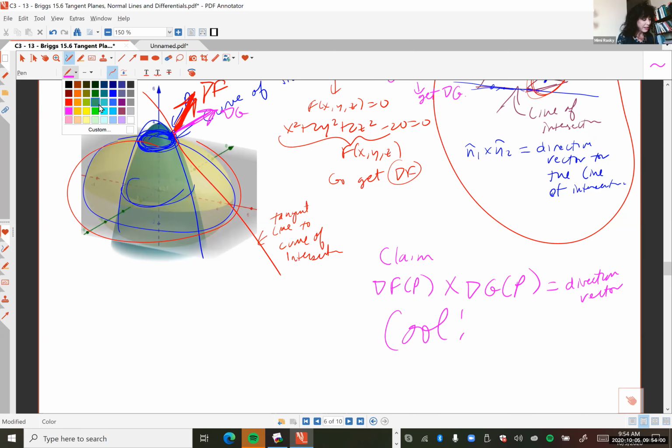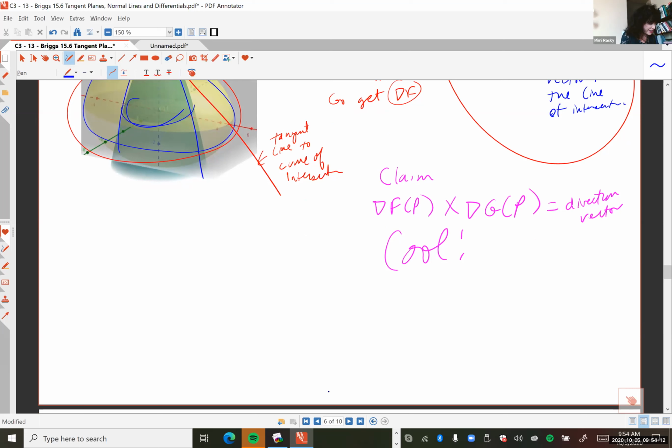So let's go get del F and evaluate it at the point. Then we're going to go get big del G, the big gradient, and evaluate at the point. Then we're going to take a cross product, and I didn't say this problem was fast. I just said it was the last problem we were going to do.